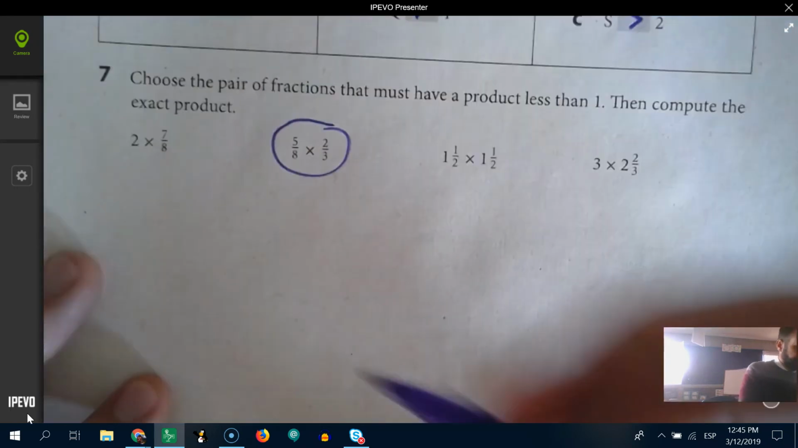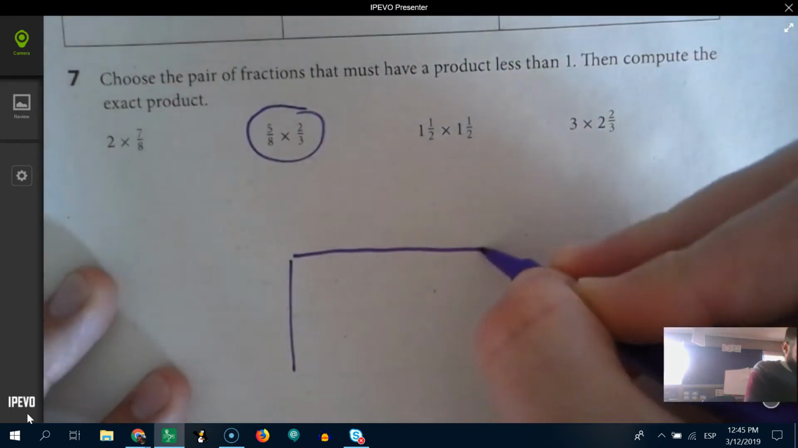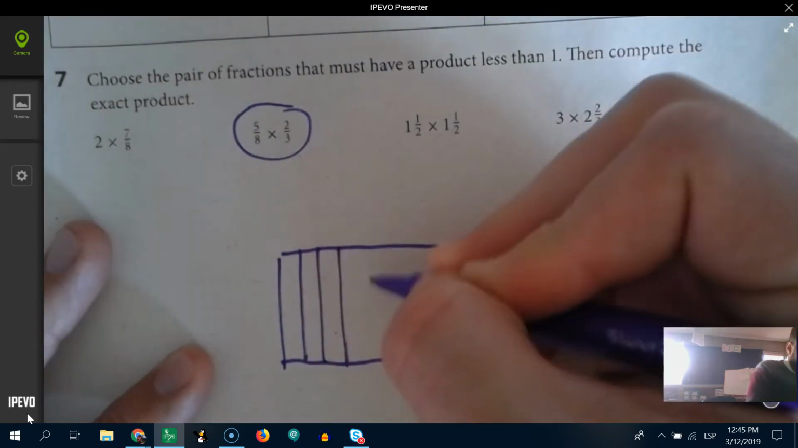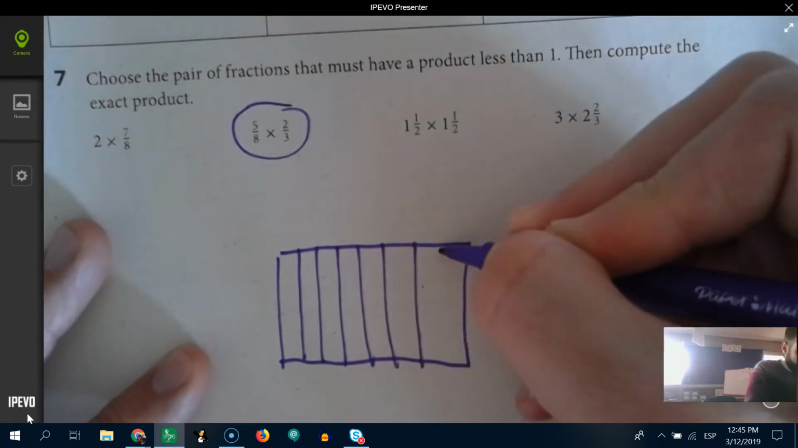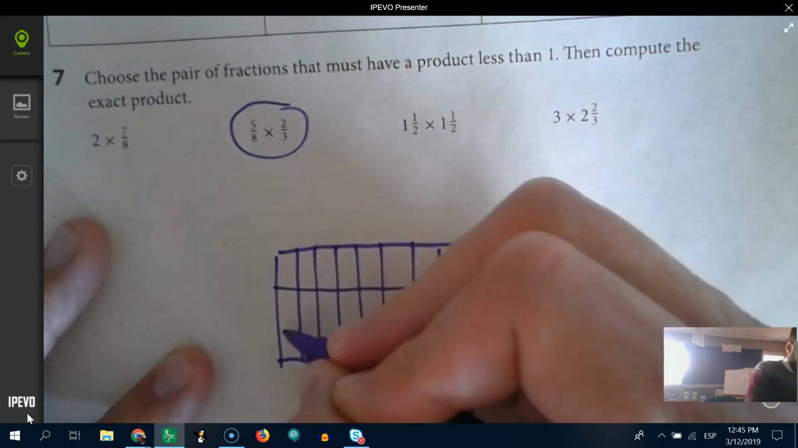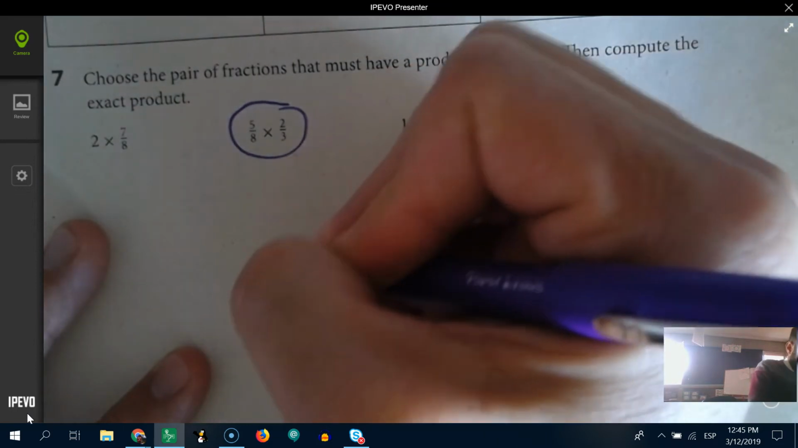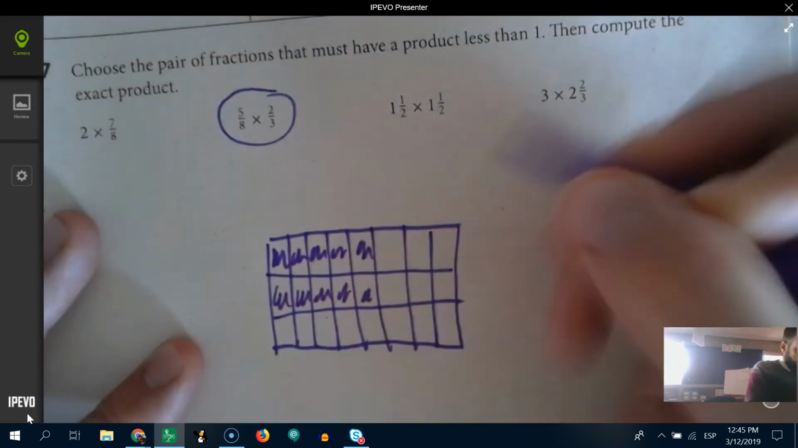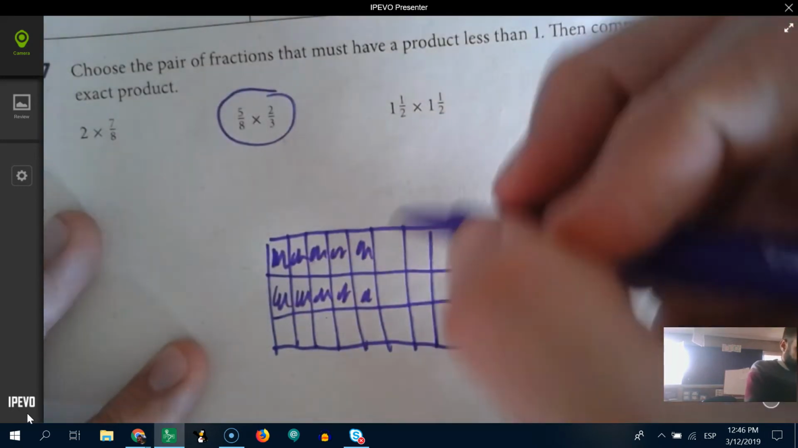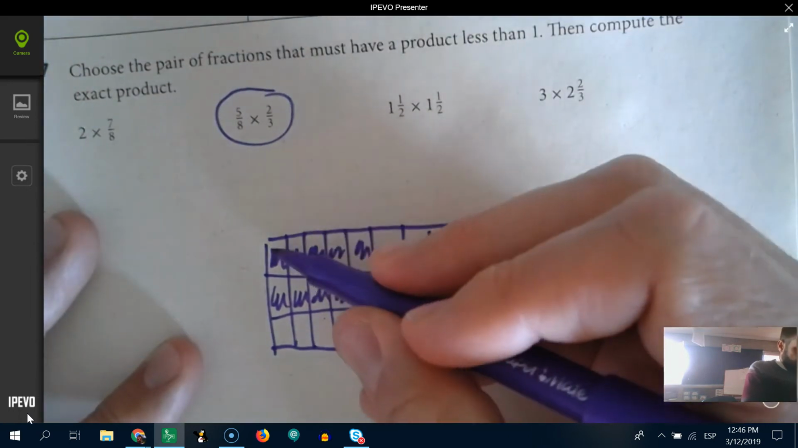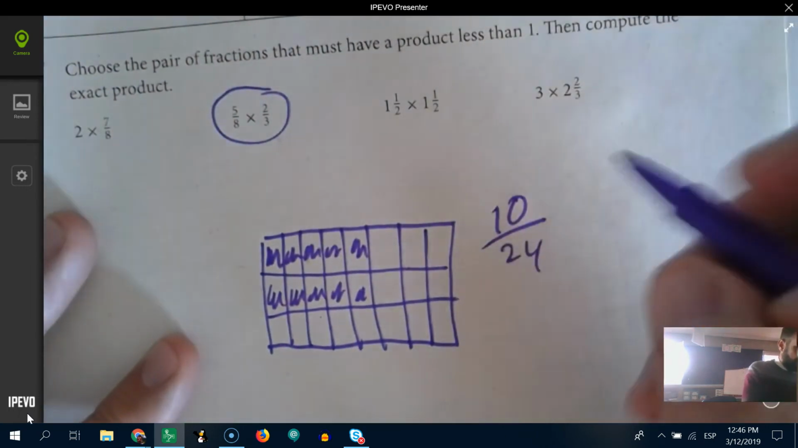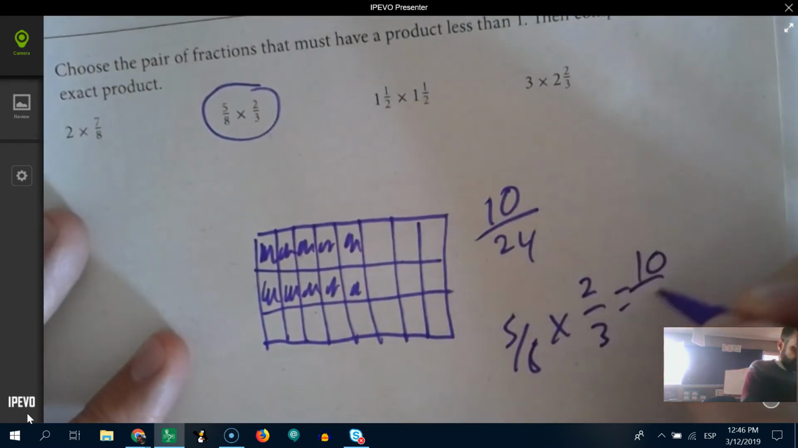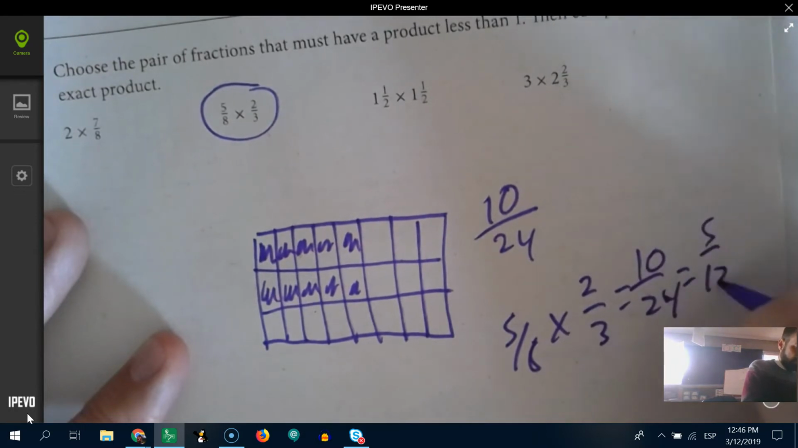It says compute, so I'm going to have thirds and eighths. Here I have 5 by 2, so I have to do 2 rows of them, which gives me 5 by 2, which is 10. And all of that was 8 by 3, so that's 24ths. So 5/8 times 2/3 equals 10/24, which can also equal 5/12.